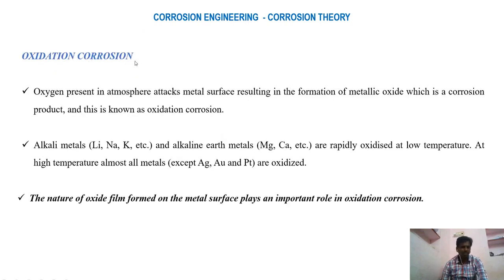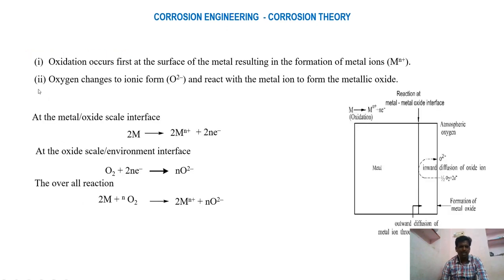Next one is oxidation corrosion. This type of corrosion takes place if the atmosphere contains more oxygen. So that oxygen attacks the surface of the metal and converts that metal into metal oxides. Alkali metals and alkaline earth metals are more sensitive towards this oxidation corrosion. The rate of this oxidation corrosion depends upon the nature of the oxide layer that is formed between the atmosphere and the metal. So the mechanism is given here.